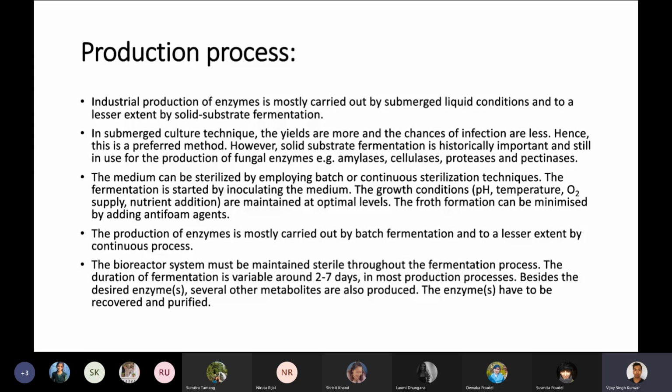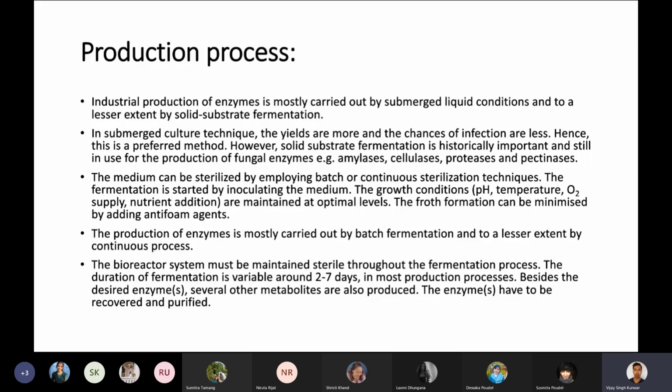So the bioreactor system must be maintained sterile throughout the fermentation process. Right? If not sterile, what happens? Undesired biotransformation, and that will create havoc for downstream processing. So it has to be maintained sterile throughout the fermentation process.